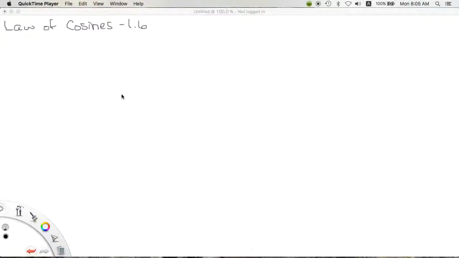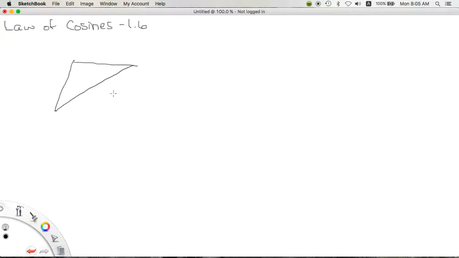We've talked about ways to find all the 6 pieces, the sides and the angles of a right triangle using sine, cosine, tangent, and our other trig functions. We've also talked about finding all of the 6 pieces on a non-right triangle, whether it be an obtuse triangle or an acute triangle, using the law of sines.